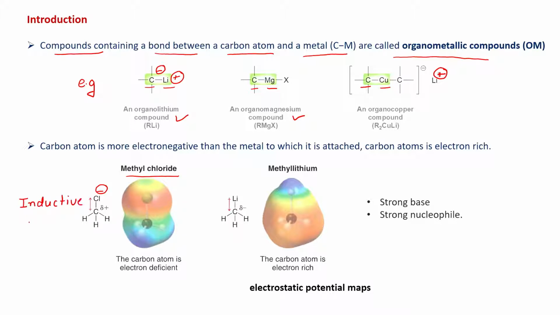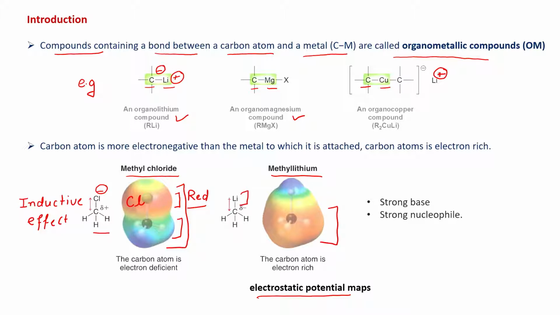Inductive effect. So this is an electrostatic potential map. It will tell you where the density of electrons is high. So the red portion tells you high density of electrons, which is toward chlorine, and blue tells you electron density is very less, and it is in methyl. But in the case of an organometallic compound like methyl lithium, you can see the electron density on carbon is very high compared to lithium.